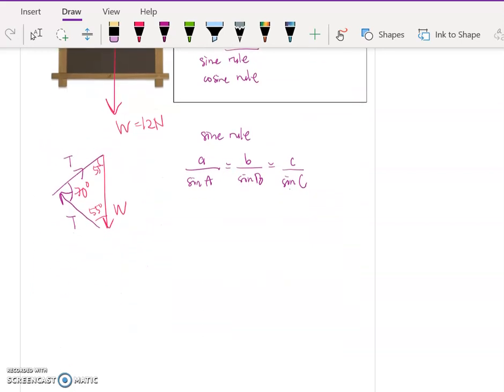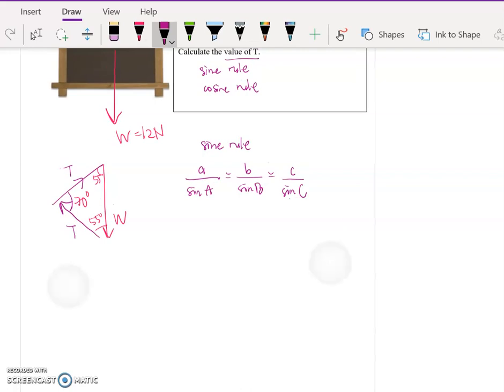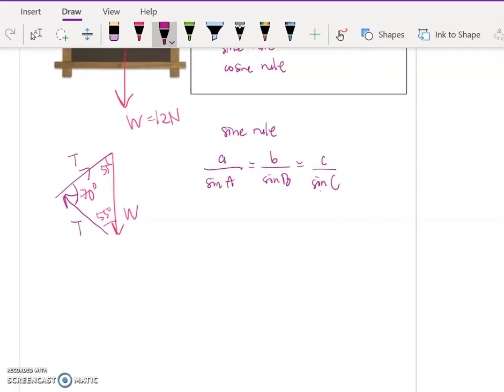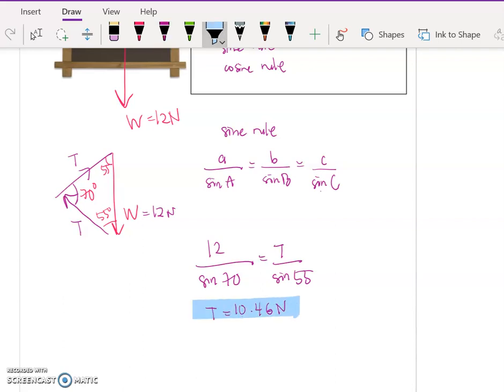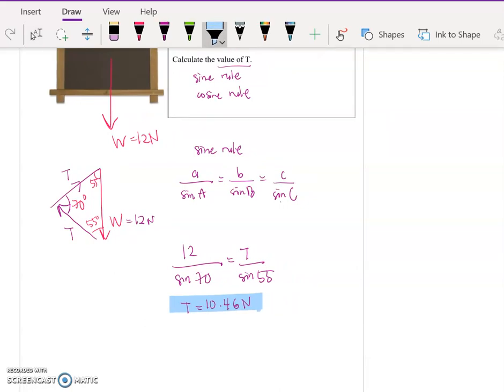So back to the sine rule. I'm going to use weight here as A, 12 Newton over sine 70 equals to T over sin 55. So from this equation, if you find T, use your calculator, you will get 10.46 Newton. Okay, the second method I want to use is cosine rule.